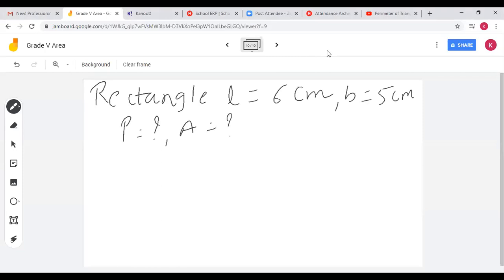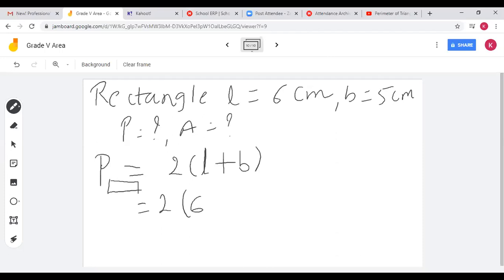All right, so how do we find it? What is the formula for the perimeter of a rectangle? Perimeter of a rectangle is 2 times (L plus B), which is 2 times (6 plus 5). 6 plus 5 is 11, so 2 times 11. Bracket means multiplication. So 2 times 11 is 22. Now what will be the unit? Because both are centimeter, the answer will be centimeter only.